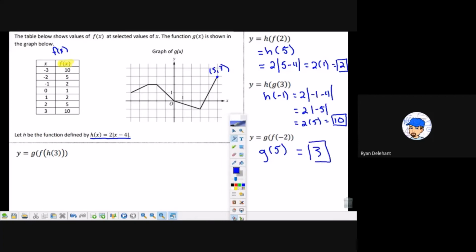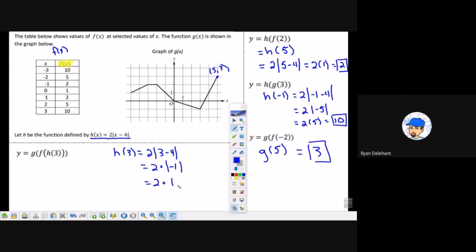And just like the other ones where we did on the graphs, we had more than one function. The same thing works here. We want g of f of h of 3. So since h of 3 is the equation, let's plug that in. 2 times the absolute value of 3 minus 4. So that's 2 times the absolute value of -1. Remember, absolute value will just make this positive, so that's 2 times 1. So that one's 2. So this simplifies the first step into g of f of 2.